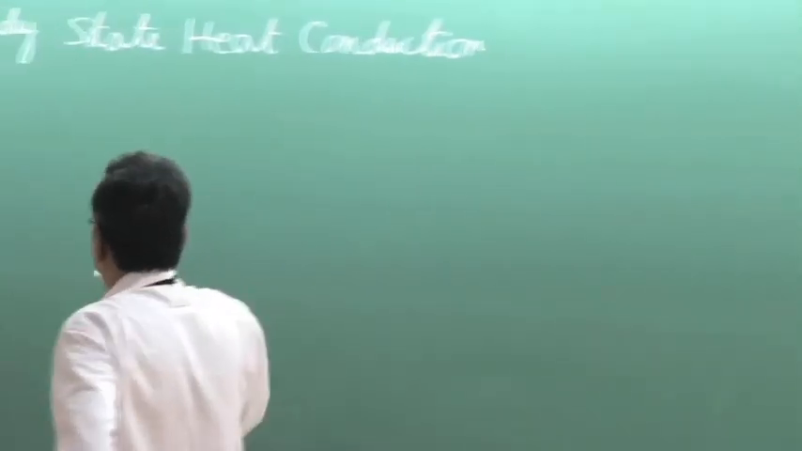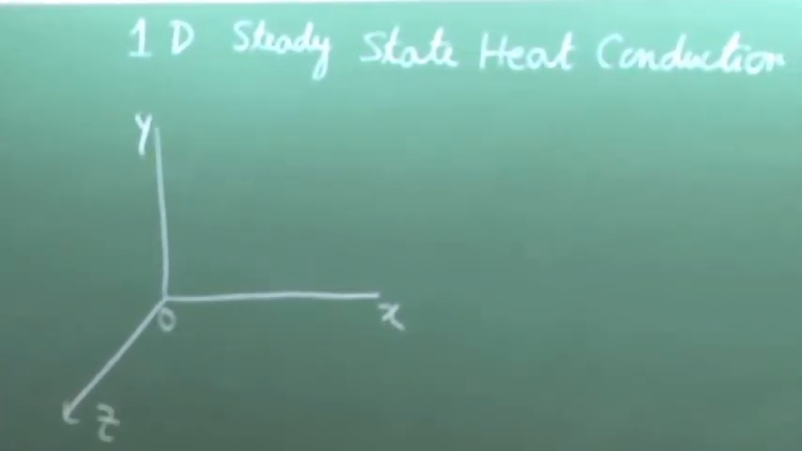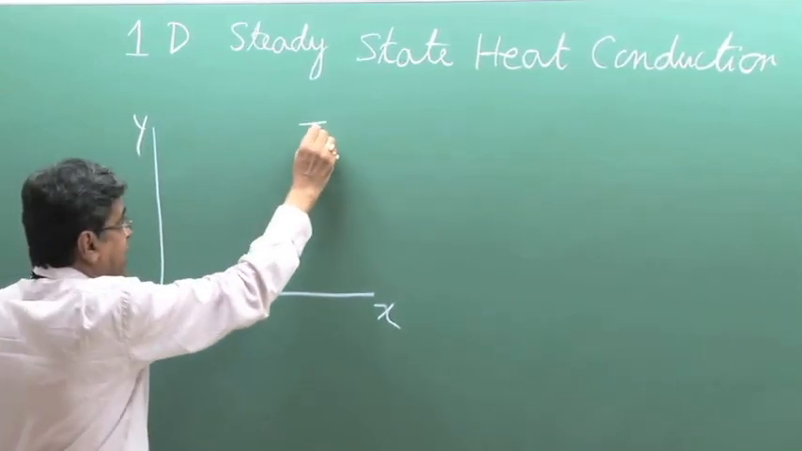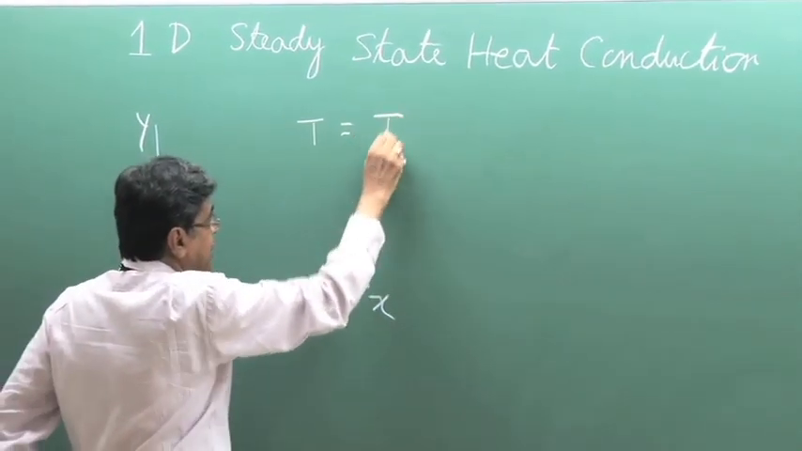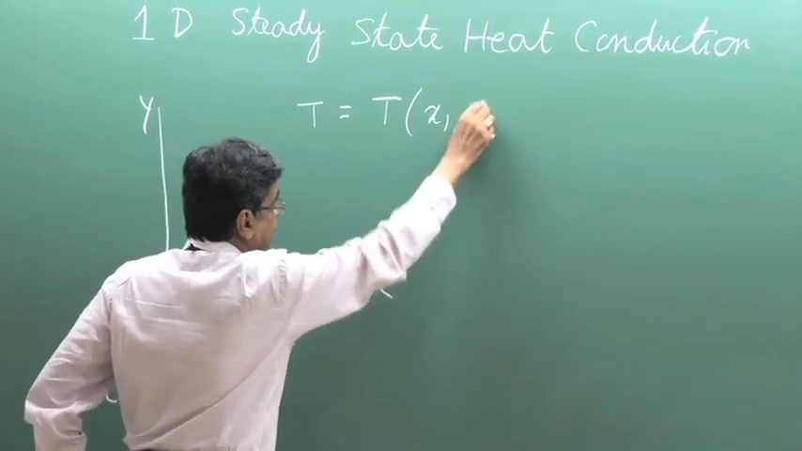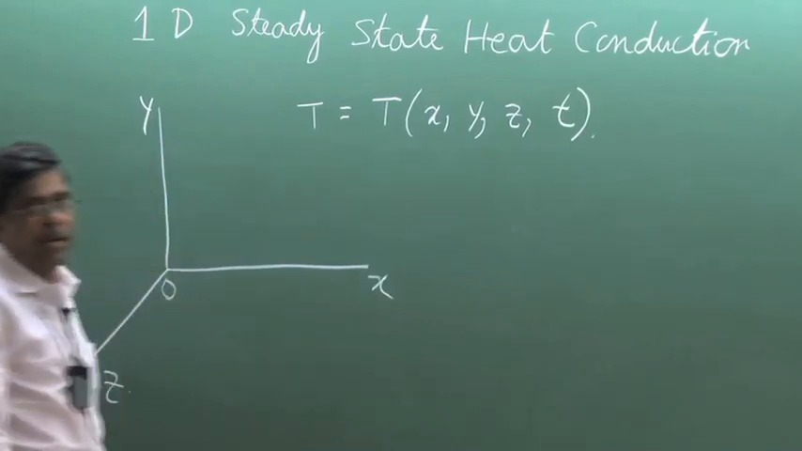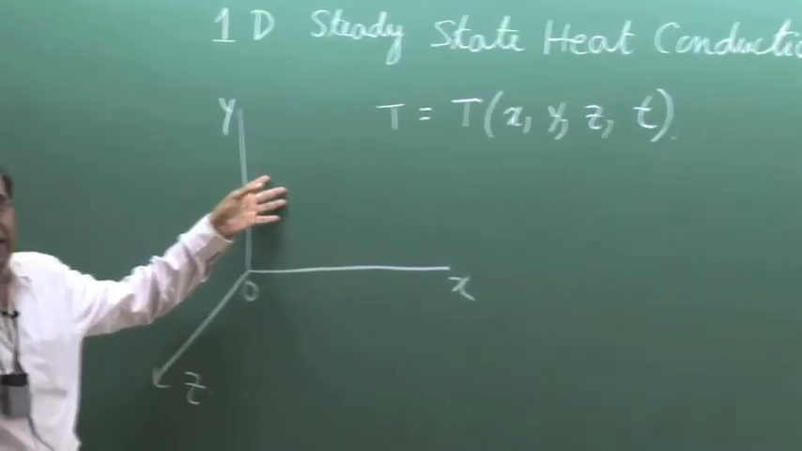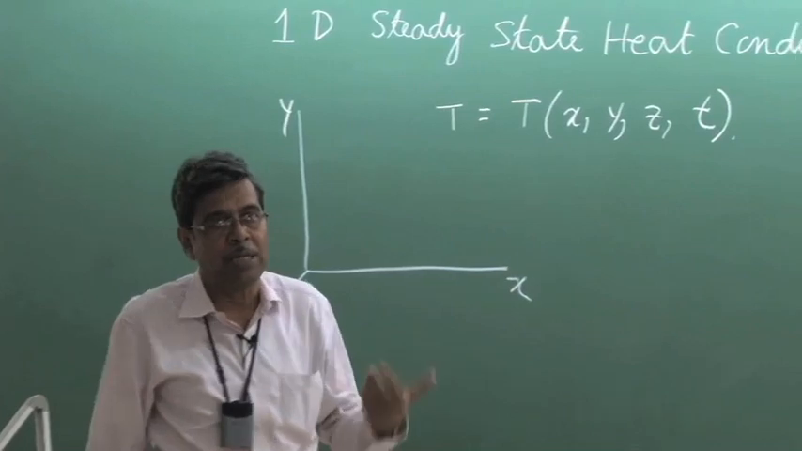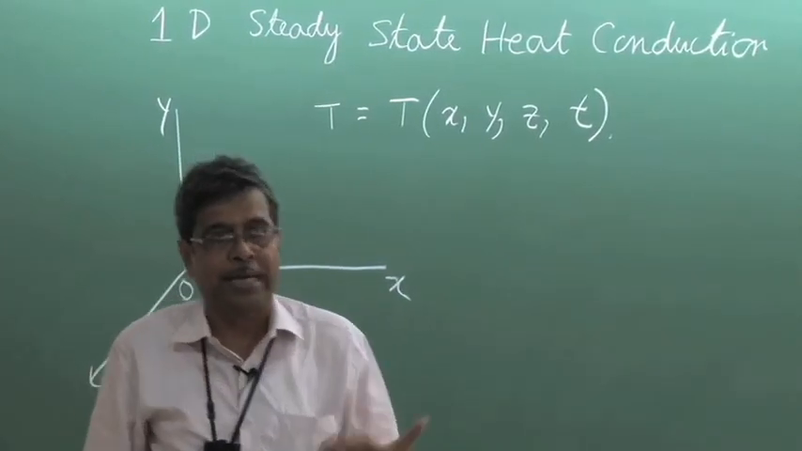So I start again with the same thing. If we denote a Cartesian coordinate frame like this, then we can tell that temperature T, in general, is a function of the space coordinates x, y, z and time t in a conducting medium, in a heat conducting medium, usually solids, where the mode of heat transfer is by pure conduction.